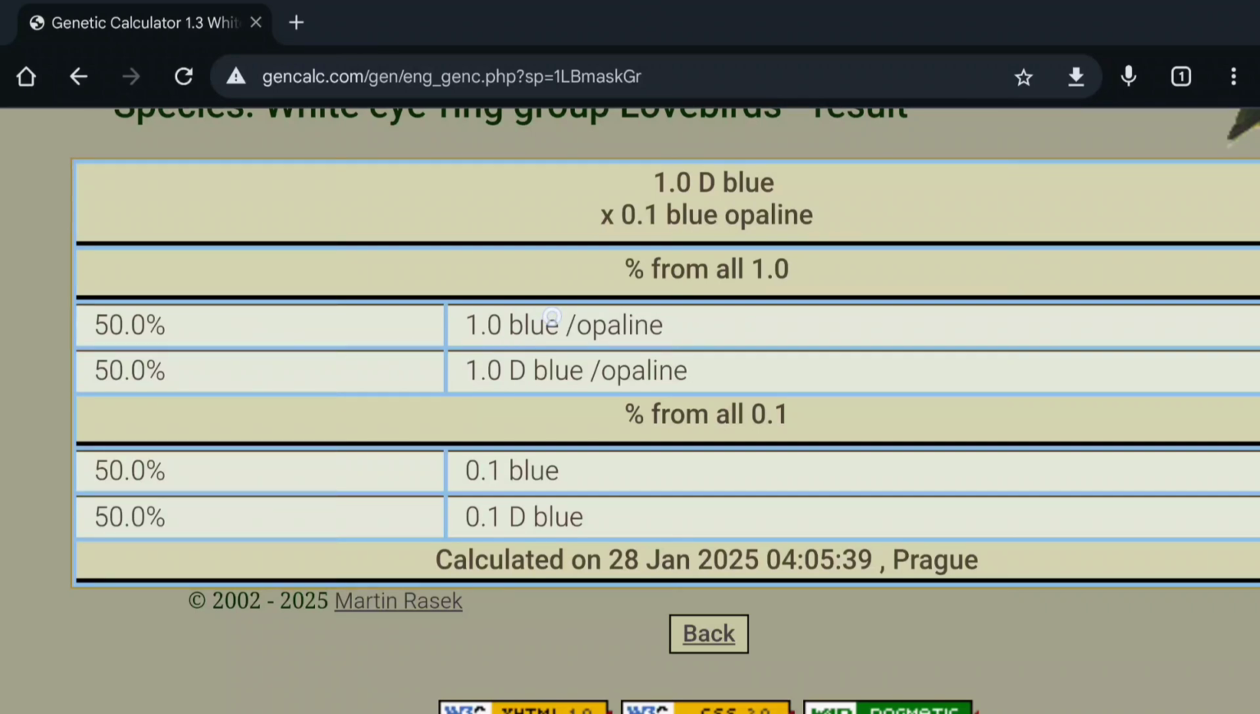You'll be getting 50% normal blue fishers which will be carriers for opaline, and then you'll be getting some cobalt fishers which will be carriers for opaline. Then you'll be getting the female babies which will be simple blue fishers and simple cobalt fishers.